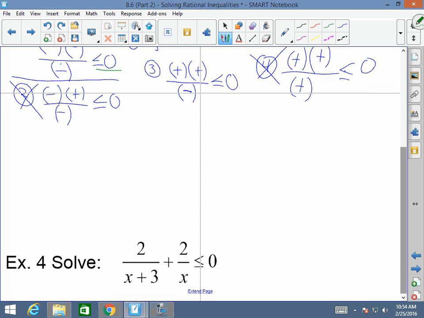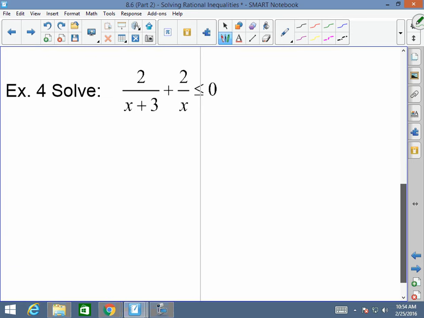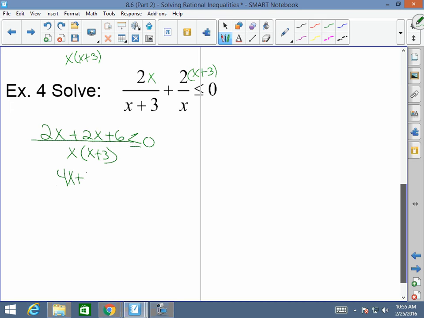Okay, let's do it. Uh-oh. No, uh-oh. More like, yay! What's the LCD? X times x plus 3. Great. So what do I need to multiply here to this first fraction? On x. And to the second, an x plus 3. So I've got 2x plus 2x plus 6 over x times x plus 3 is less than or equal to 0, which is 4x plus 6 over x times x plus 3 is less than or equal to 0.